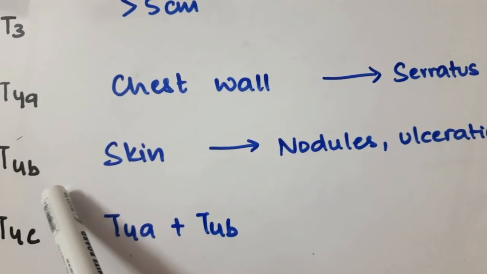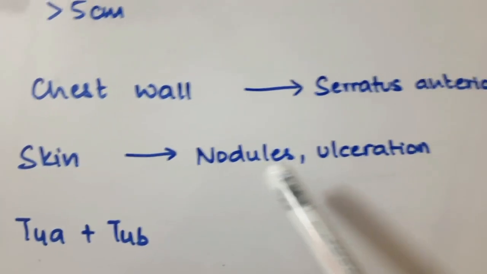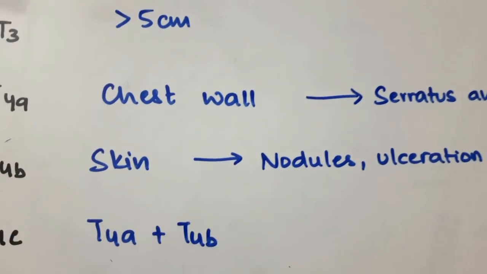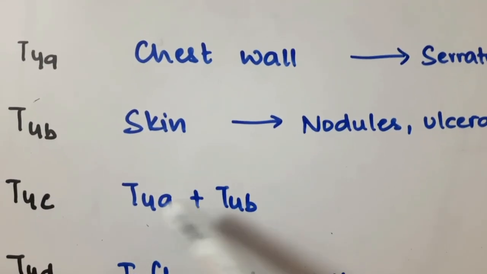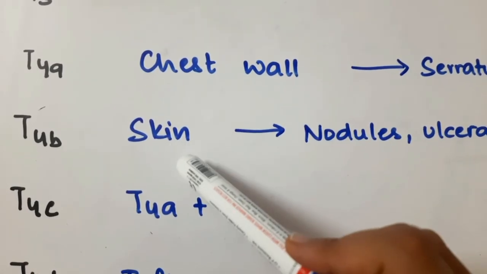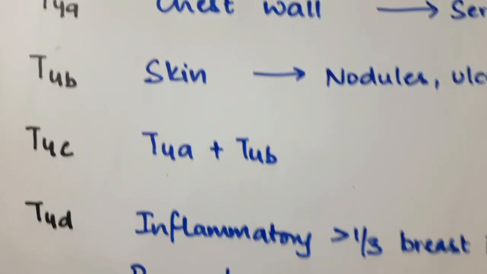stage. The next stage is T4B, which involves the skin. Now in skin, we could have satellite nodules or ulcerations, and all of that comes under skin involvement. T4C includes T4A plus T4B, meaning there is a chest wall involvement and there is a skin involvement. Both of these are involved in T4C.